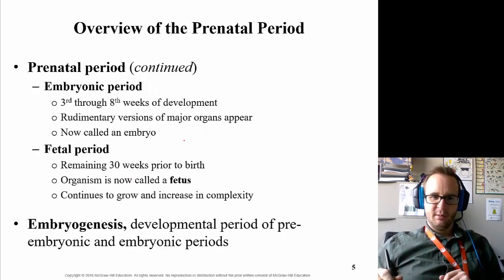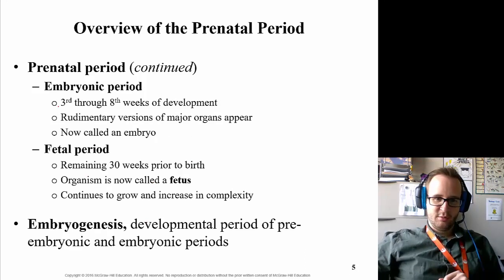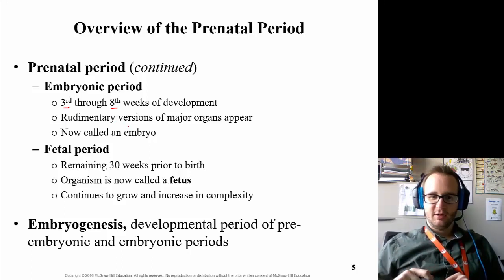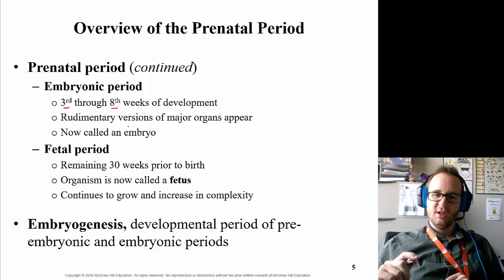So the second period is the embryonic period, which goes right after the pre-embryonic period. So it's from about weeks 3 through 8. And it's at this point in time that all basic structures are going to appear. And so, for example, the intestines aren't what they are today with the small and large intestines, the different regions. They're just going to be very basic, original intestines. And it's in this time that it's called an embryo.